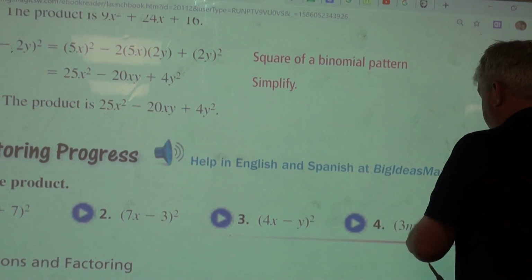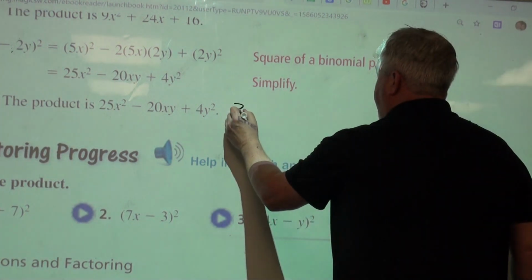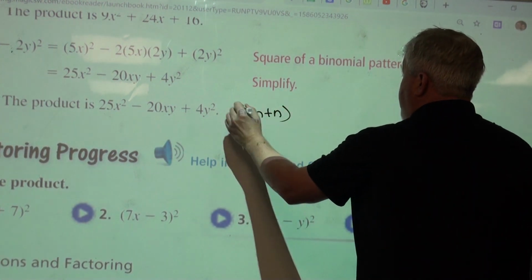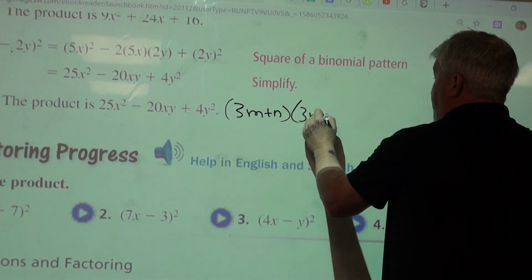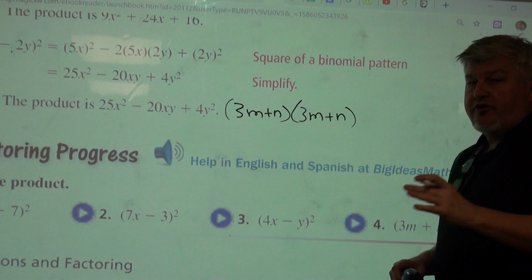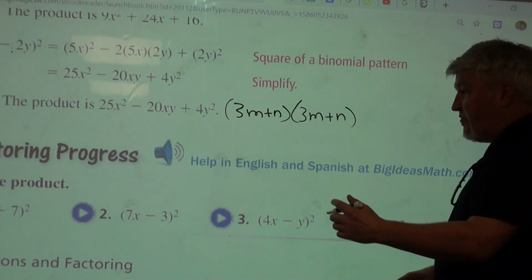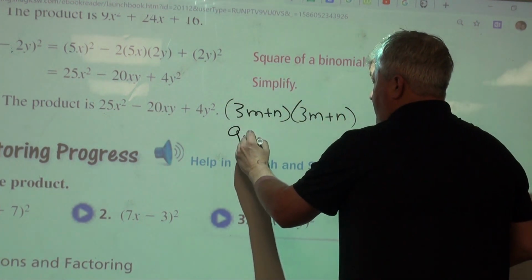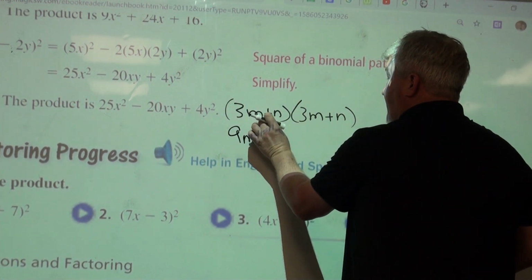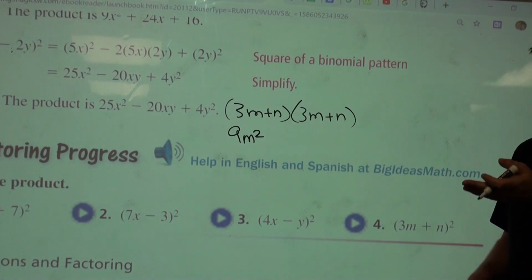Number 4, 3m plus n squared. That's 3m plus n times 3m plus n. Multiply the first two terms together. 3m times 3m is 9m squared. Multiply the two terms together. 3m times n is 3mn.